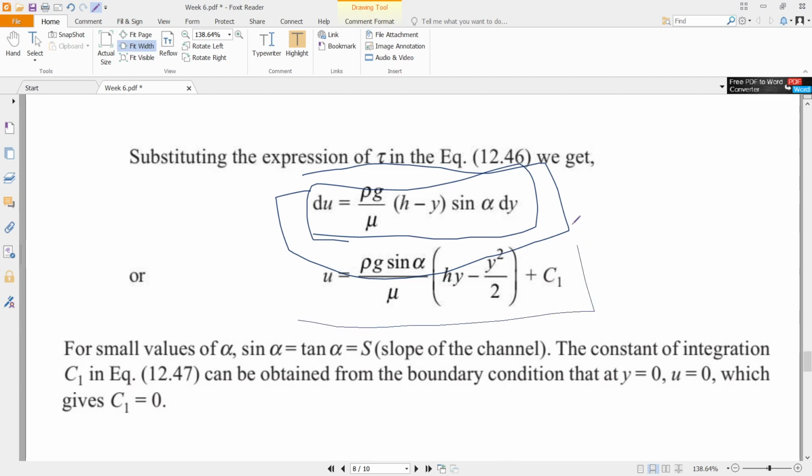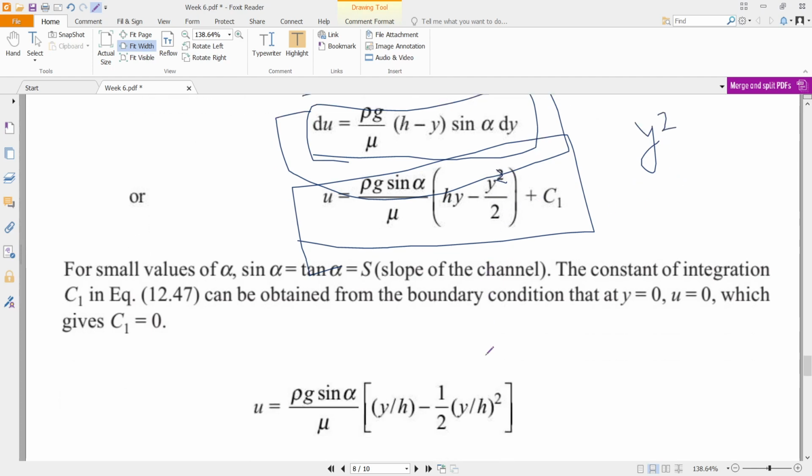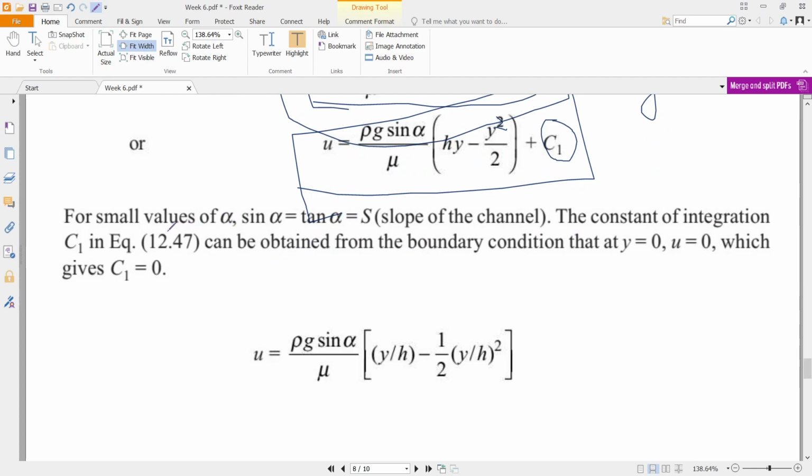So here itself you can see the variation of u with y is basically y having a power of 2. The highest degree of y is 2. Okay, so this is parabolic variation. But what will be the exact variation? For that we need to determine the value of this constant c1. For small values of alpha, see, normally in natural open channels the value of alpha is very small, and for small values of alpha, sin alpha is equal to tan alpha is equal to the slope of the channel bed. The constant of integration is c1.